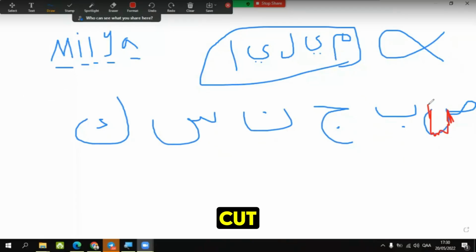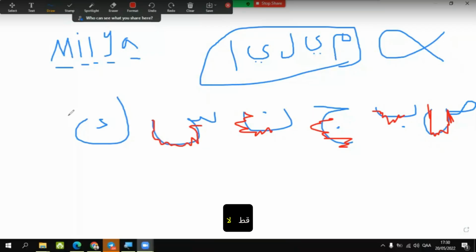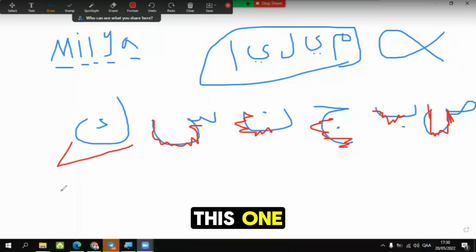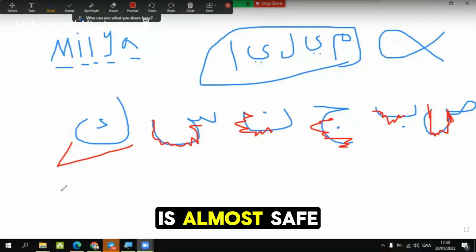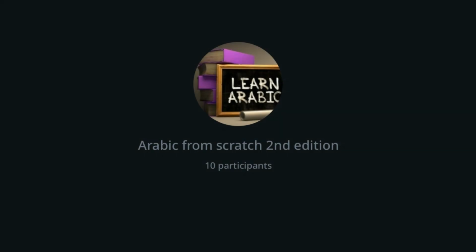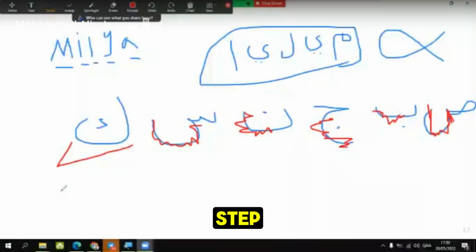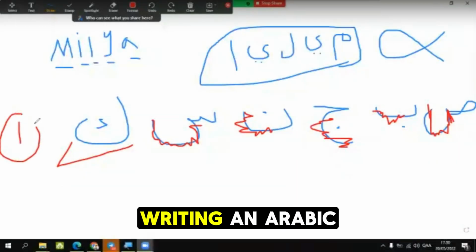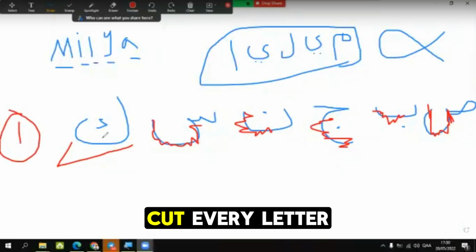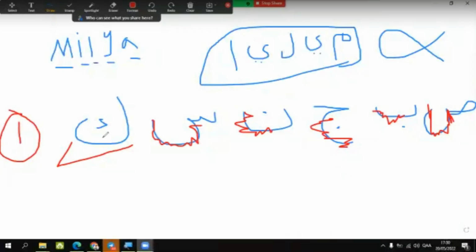Cut, cut, cut, cut, cut, cut. No, safe. This one is safe. Last one is always safe. No cut. This is the first step. So what's the first step in writing an Arabic word? Cut every letter in halves.